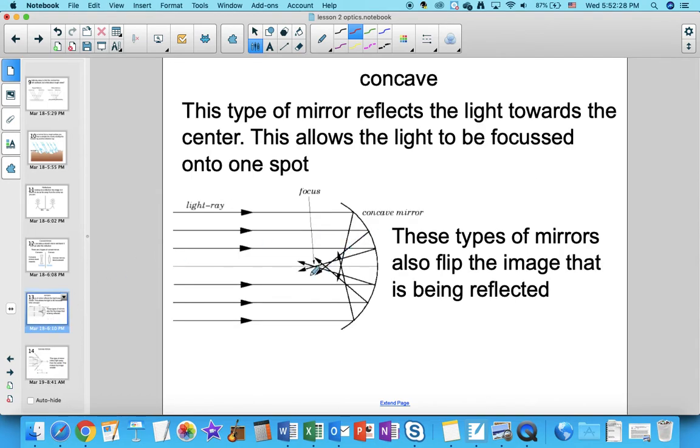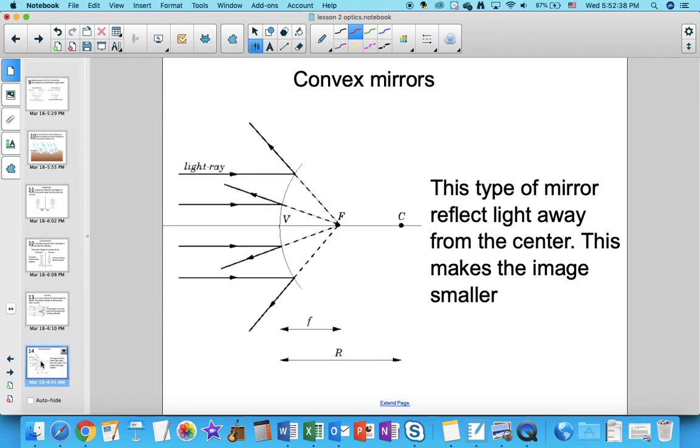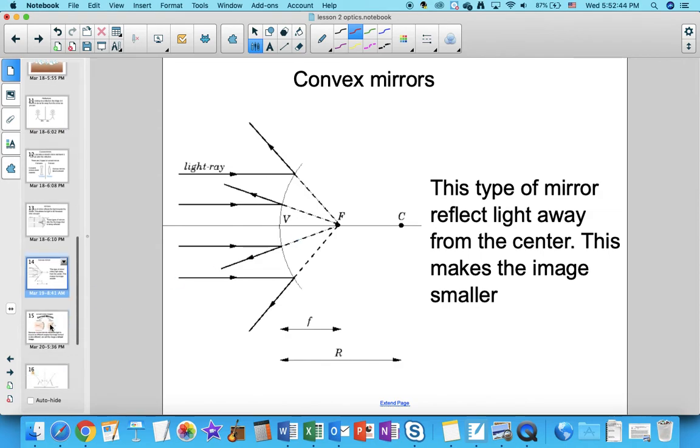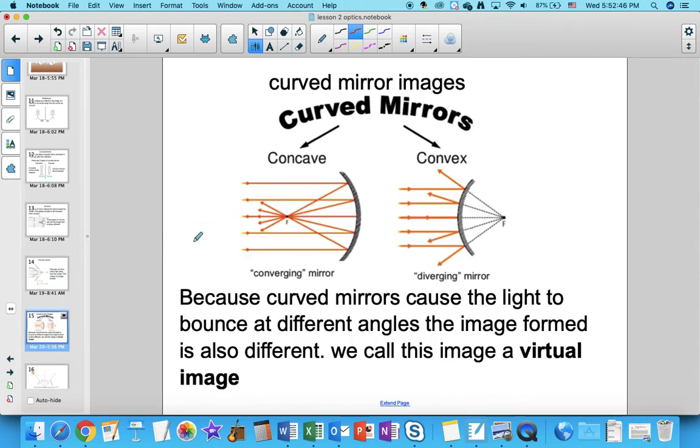In this one, it focuses the light. And so when something is focusing the light, the image is going to look magnified. So concave mirrors not only flip the image, but magnify it. Convex mirrors do the opposite. They shrink the image and scatter the light. So, concave, focus light. Convex, scatter light.